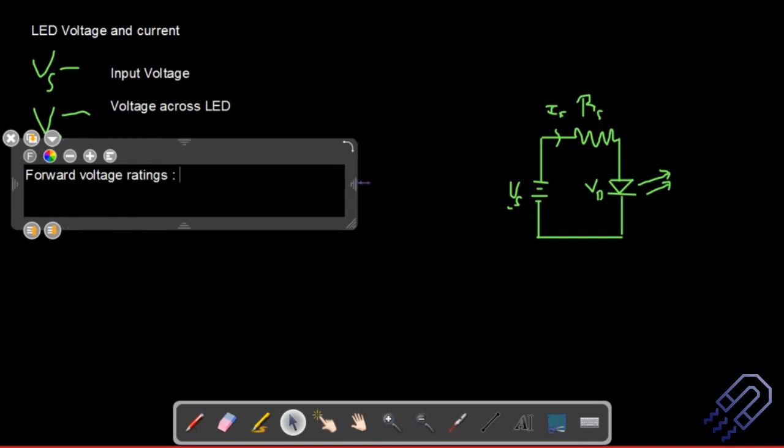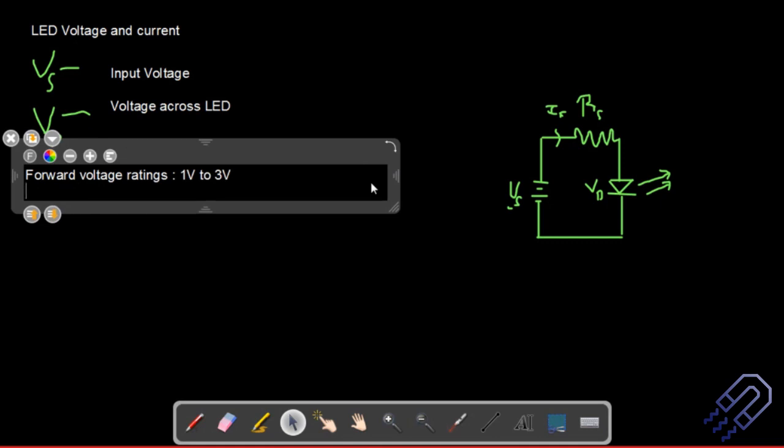So the forward voltage rating would be 1 volt to 3 volt. It is important, forward voltage rating. And for this particular voltage, how much current we are going to get is the forward current. Forward current that we are going to get is approximately 20 milliampere to 100 milliampere. So these two ratings are important.